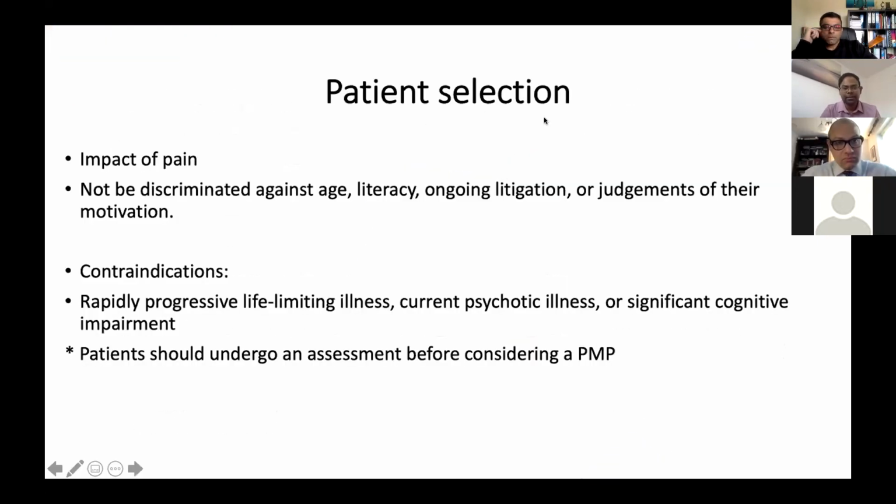And patient selection, not everyone can attend or can be going through a pain management program. The chronic pain should have a significant impact in their life. There should not be any discrimination regarding age, literacy, litigation, or whatever judgments of motivation we think they've got to come to us. But there are some contraindications, like if there's rapidly progressive life-limiting illness, a current psychotic illness, or significant cognitive impairment, there are contraindications.